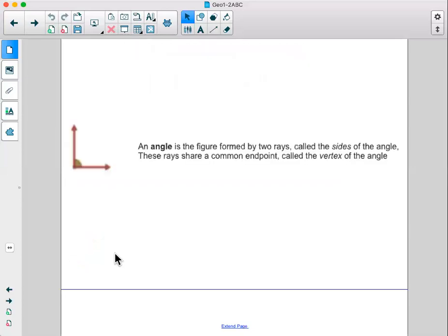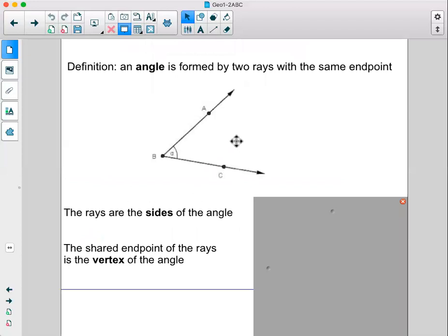Now today we're going to learn about an angle. An angle is a figure formed by 2 rays that have a common endpoint. The 2 rays that make up the angle are called the sides of the angle, and the common endpoint that the 2 rays share is called the vertex of the angle. It's important to differentiate that the sides are rays and the vertex is a point, because that will help you as you try to name these body parts of an angle.